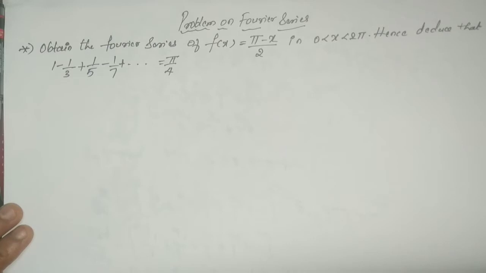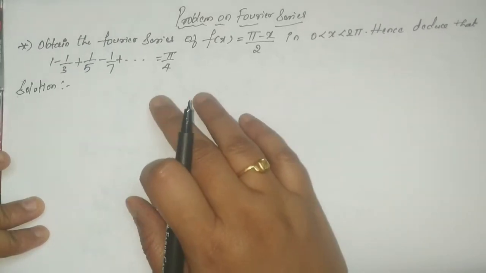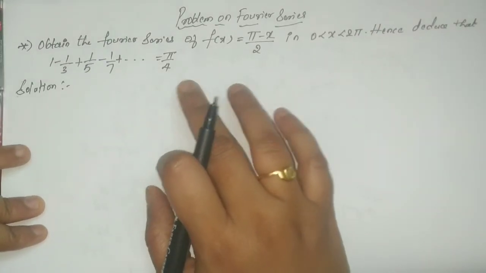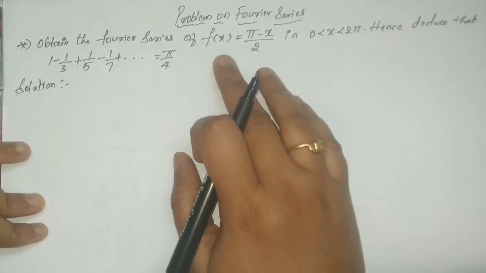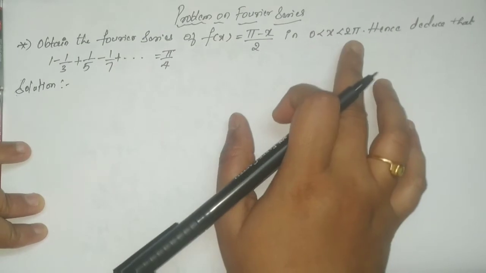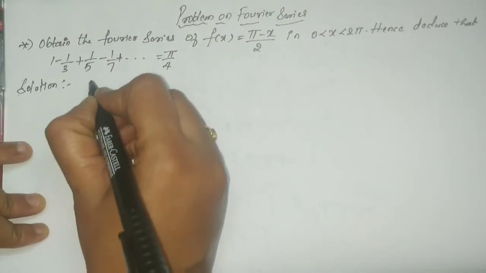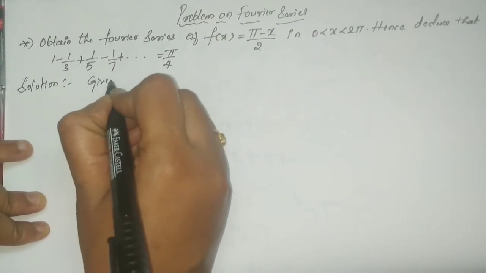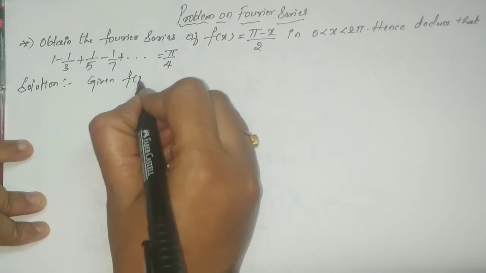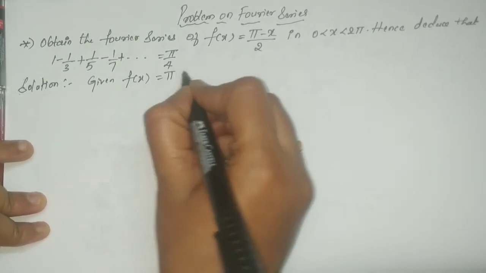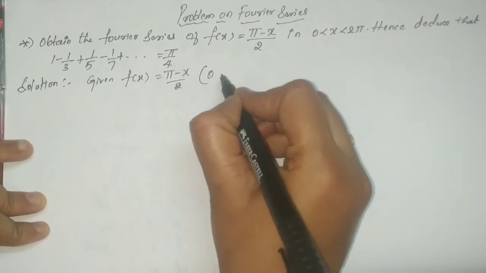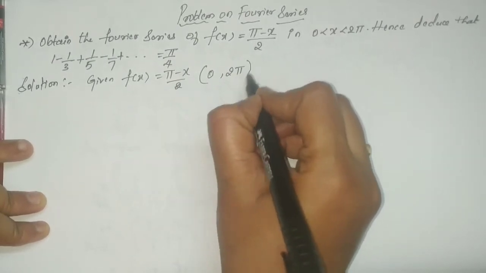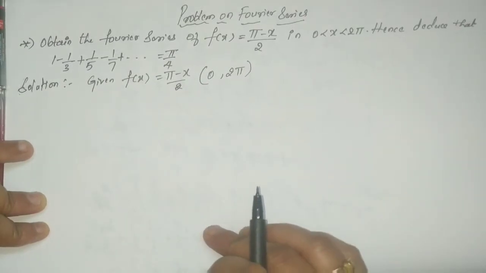to pi by 4. To start the solution in Fourier series, it is mandatory to check whether the given function is an even or odd function based on the given interval. So here given the function f of x is equal to pi minus x divided by 2 and the interval is an open interval from 0 to 2 pi.